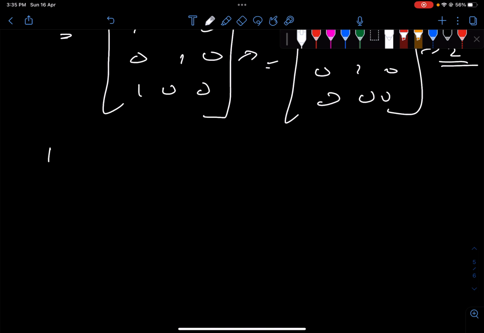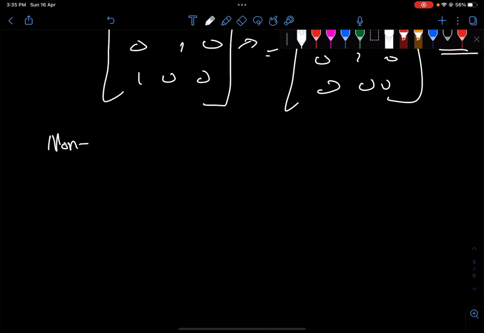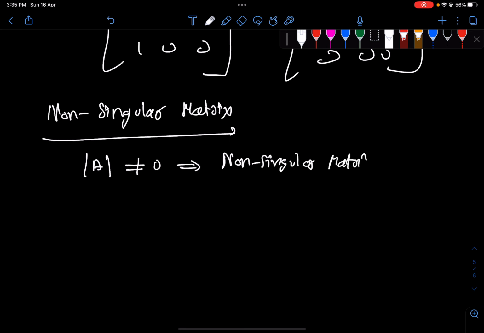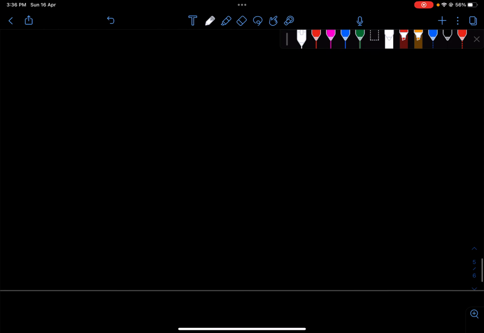And the next thing is the non-singular matrix. So what is a non-singular matrix? Take the determinant and check whether it is not zero. If it is non-zero, it is called a non-singular matrix. Right, so these are all the very basics. I ran through the matrices.